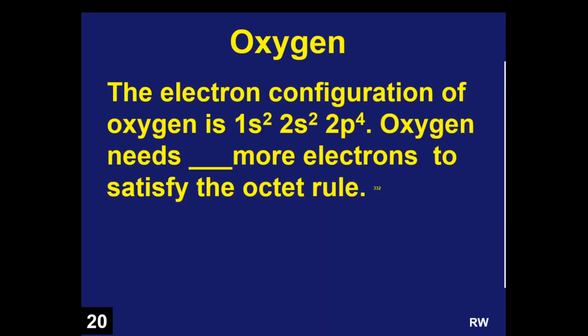Okay, so you might see something like this, for example, on a test question. Electron configuration of oxygen is 1s2, 2s2, 2p4. Oxygen needs blank more electrons to satisfy the octet rule. Well, it has 6. Octet means 8. Where are the 6, you say? Well, don't count these here. It's the outermost s and p. So it's just here, 2s2, 2p4. 2 and 4 is 6. So to get 8, it would need 2 more electrons.